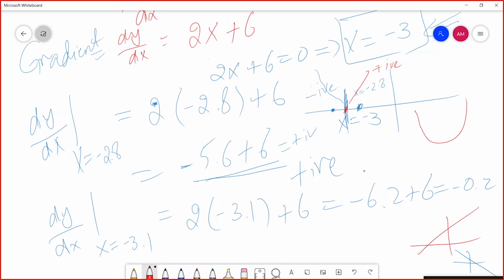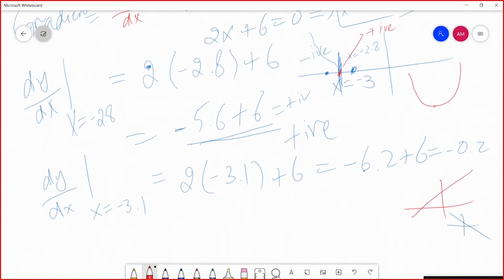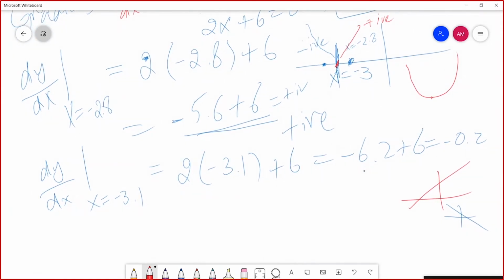It is a minimum. Do you understand this? Does it make sense to you? So what is the minimum turning point at the moment? This is also called the turning point, because it goes and then turns. It could be a minimum or a maximum, and we found that this is a minimum. So can you tell me what is the minimum turning point?